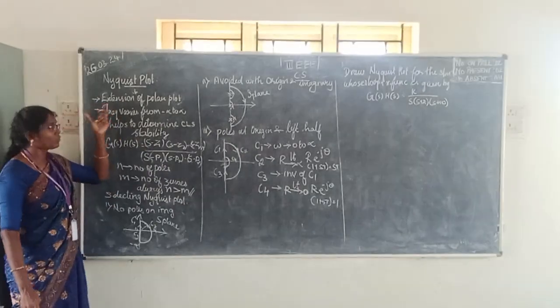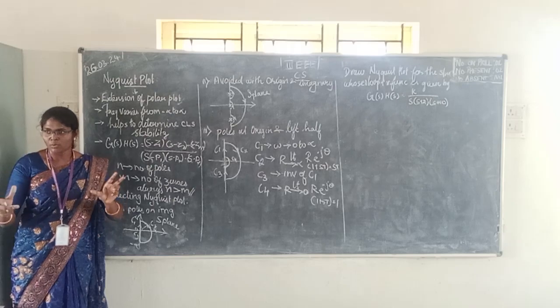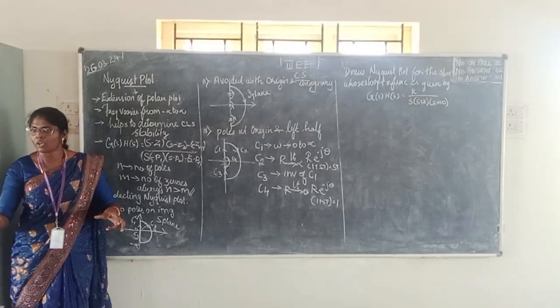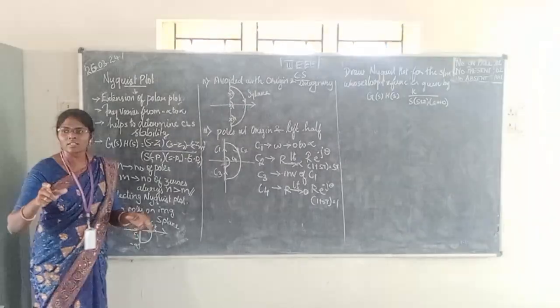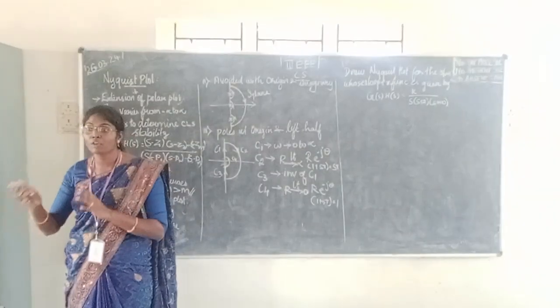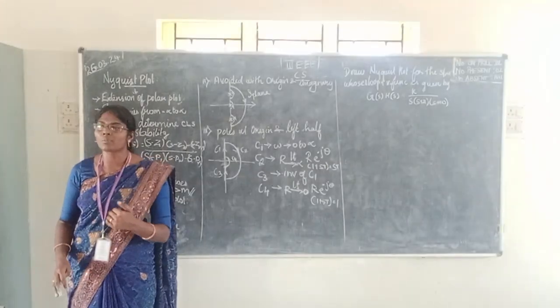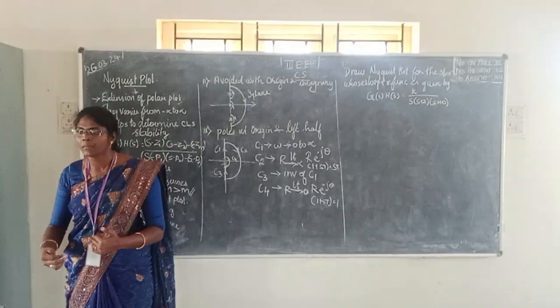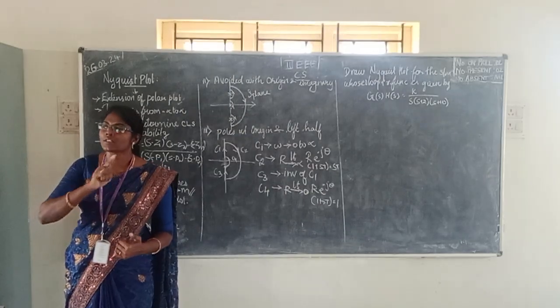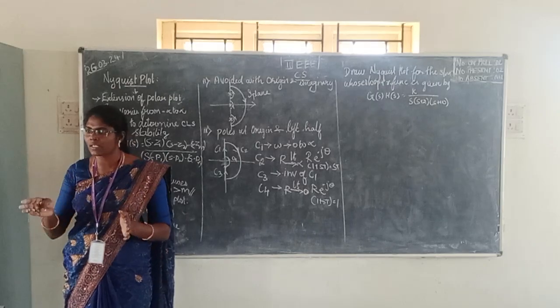First, what you want to know from the Nyquist plot: the Nyquist plot is similar to the polar plot, but it is an extension of the polar plot. For the polar plot, frequency ranges from 0 to infinity, only the positive frequencies. Whereas in the Nyquist plot, negative frequencies also come, that is, the frequency ranges from minus infinity to infinity.